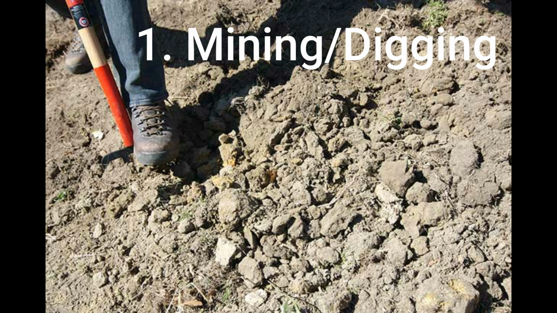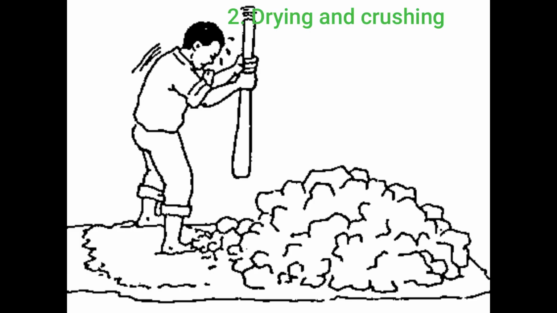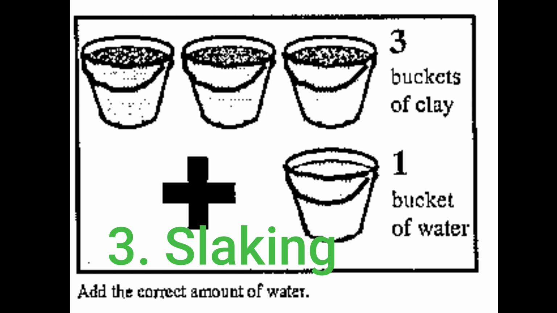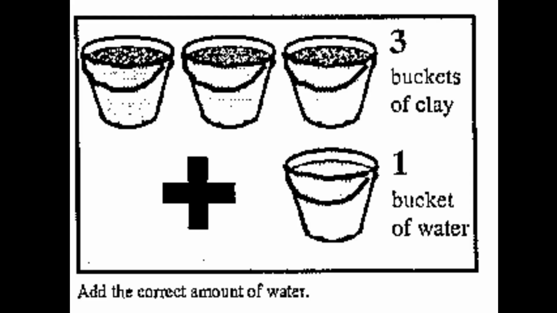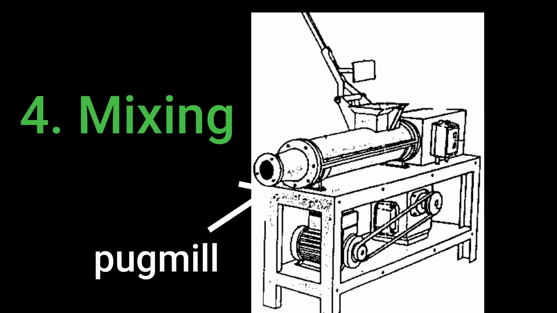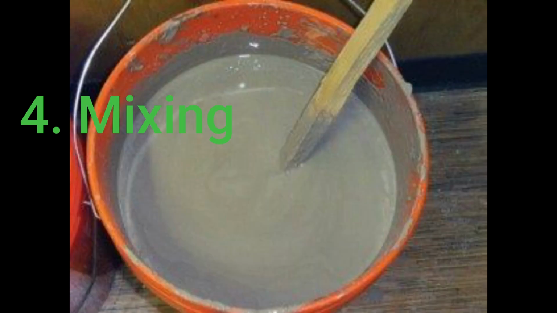Clay is prepared under several steps, and the first step is mining, which is digging clay from rich deposits like riverbanks. Drying and crushing is then done to turn the clay into smaller pieces and also remove debris. The third step is slaking, which is soaking the clay for a few days in water to soften it. Mixing is then done by either a pug mill or a stick to break down the clay lumps further and also turn the clay to a thin, consistent paste called slip.